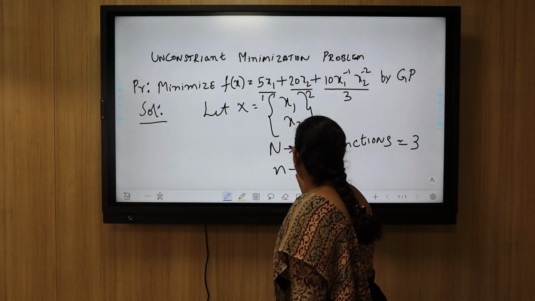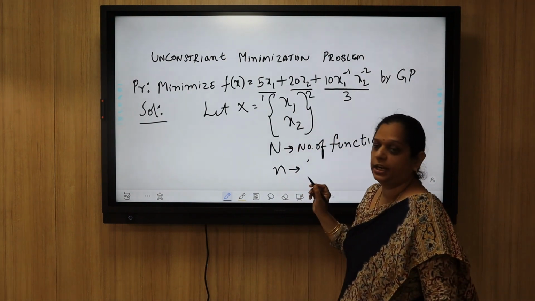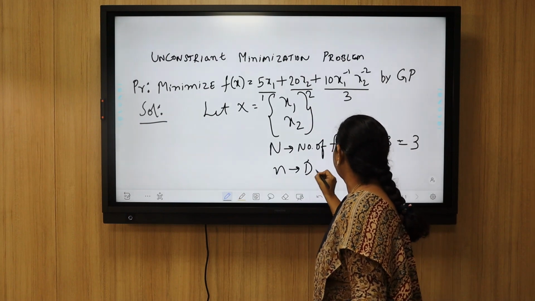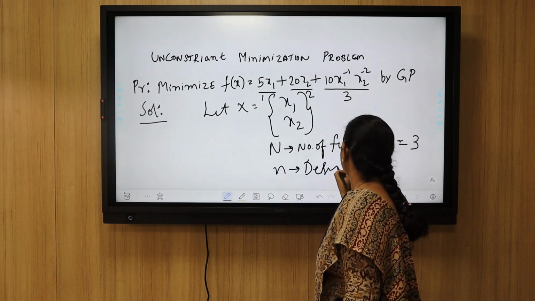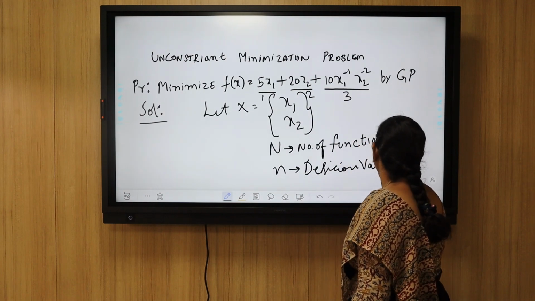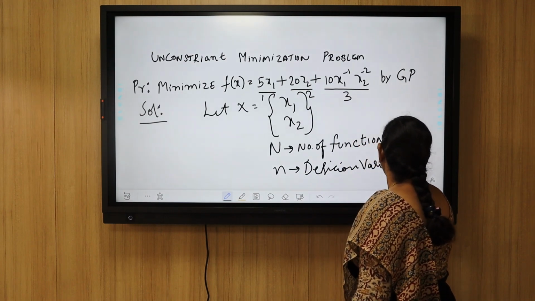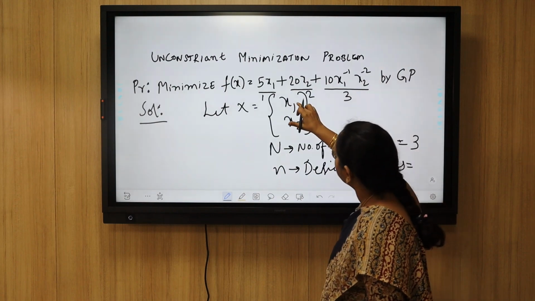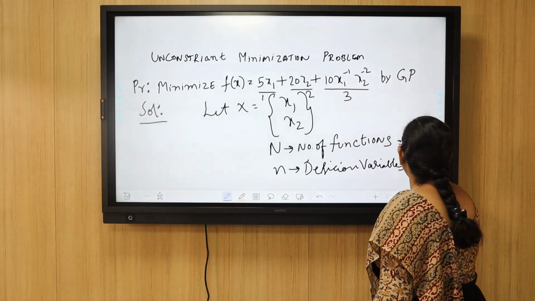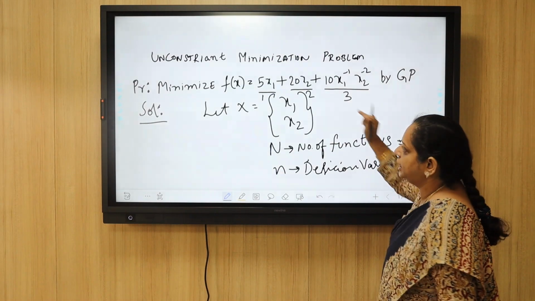Capital N represents the number of functions in the objective function. Small n represents the number of decision variables. What are the decision variables here? Here the decision variables are x1 and x2. These two are the decision variables. So there are two decision variables in this problem.